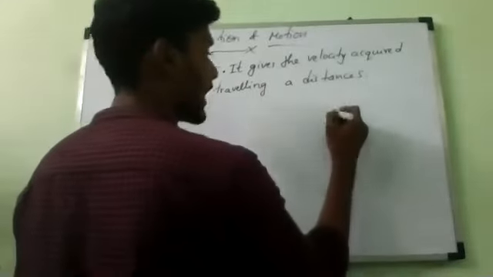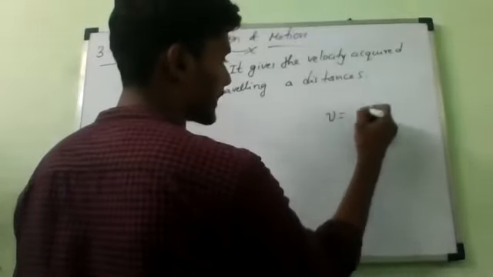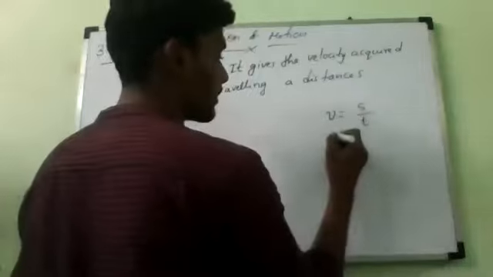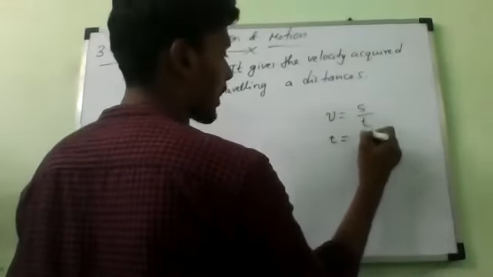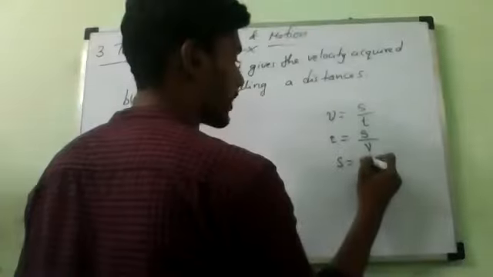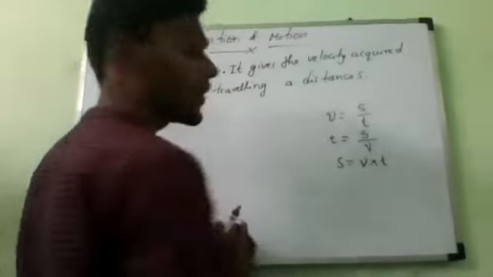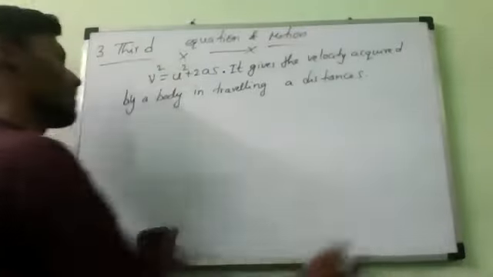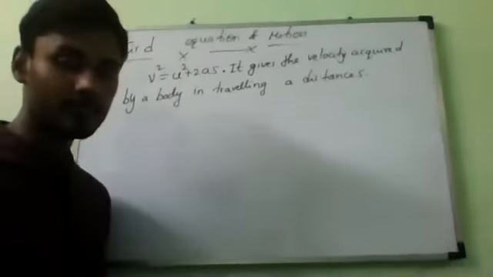Now, just for recall, as we know, what is the speed formula? Speed is equal to distance by time. Yes or no? Same way, time is equal to distance by speed. As well as distance is equal to velocity or speed into time. These are the formulas you have remembered. You remembered or not? Yes, sir. If you remember this, then I will teach this easily. Shall we go for the derivation now?